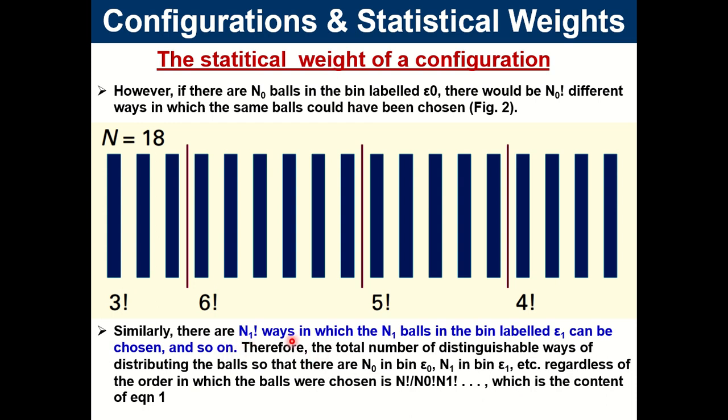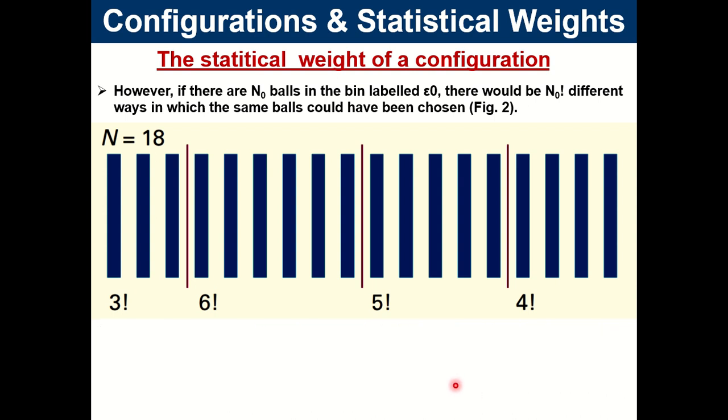Similarly, if n1 balls can be placed in epsilon 1, so epsilon 1 is your basket, n1 is the number of balls selected in it, and the total number of balls is capital N, the number of ways is n1 factorial. Similarly, if n2 particles are put in the second basket, labeled epsilon 2, corresponding to the energy level, you will have n2 factorial ways, and so on. So in total, regardless of the order in which the balls are chosen, we will have N factorial divided by n0 factorial, n1 factorial, and so on. This was the equation that we had derived earlier.